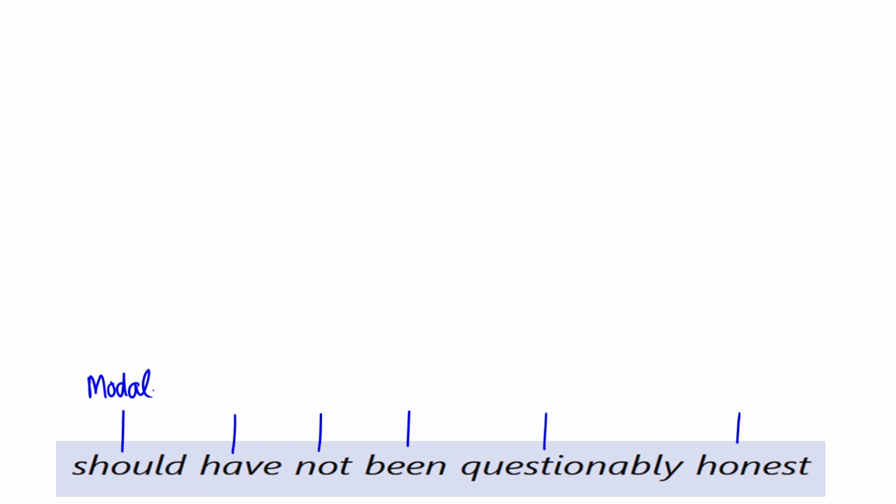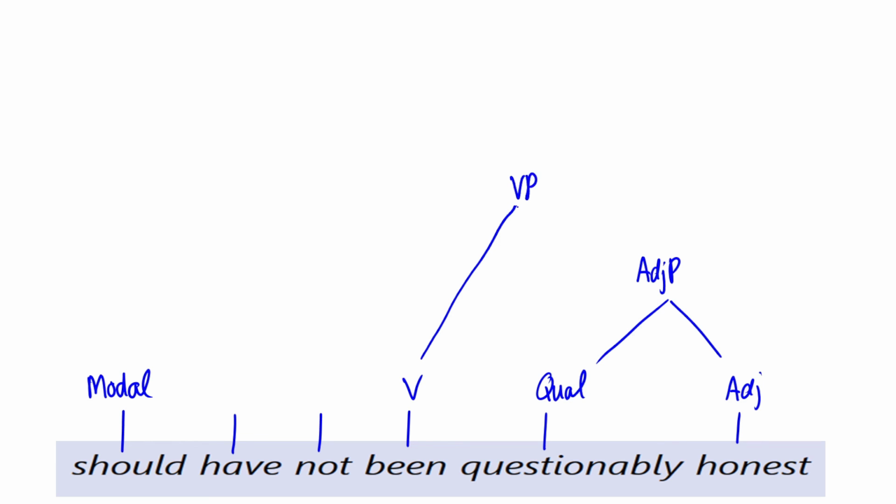Maybe let's start on the right. Questionably honest. Sometimes it's easier to start on the right. So honest is an adjective. We know this is going to have to build up into an adjective phrase. And I see from the left that we have a qualifier telling us how honest we're being. We're being questionably honest. Being is a verb, so this is going to need a verb phrase. And questionably honest is what you're being, so it makes sense that the adjective phrase comes out of the verb phrase.